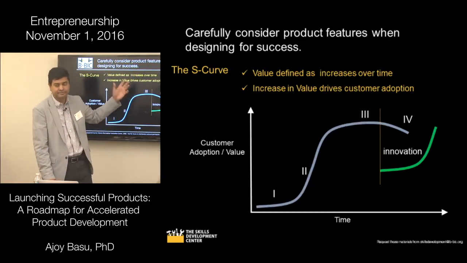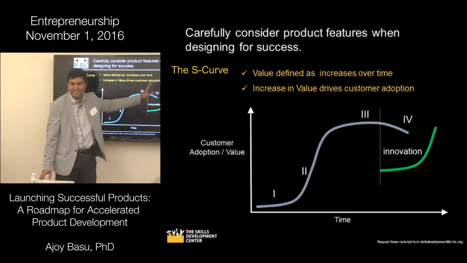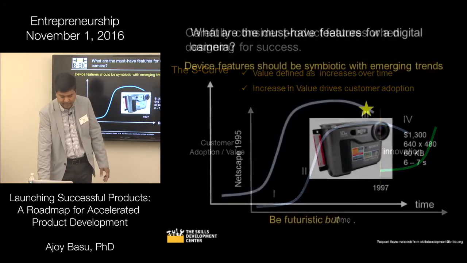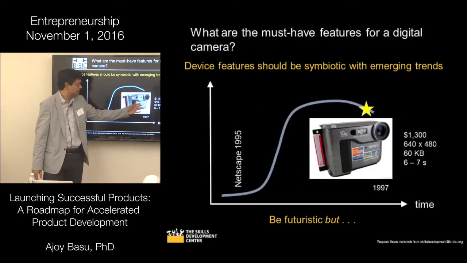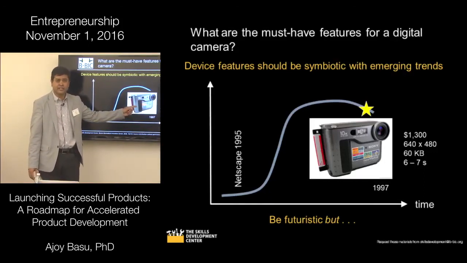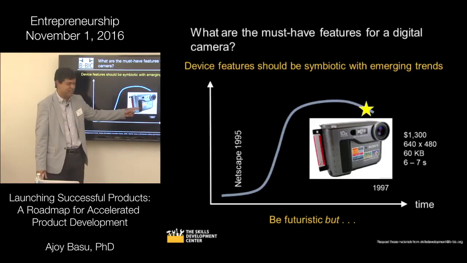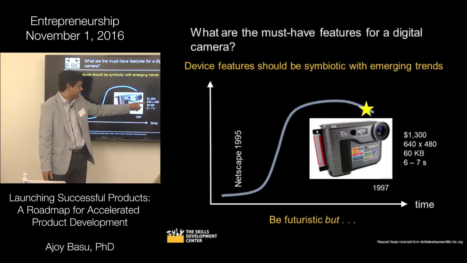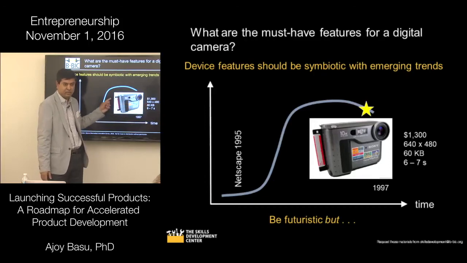Okay, so that is, for our devices, really not in there, but that's one thought, right? So if you look at the S-curve, right, there was a camera, and actually I did use it. It was called one of the early digital cameras. It was the Sony Mavica. Okay, when it first came out, it was $1,300. It only did a 60 KB image because it was storing this memory of 1.4 megabytes. It took 6 to 7 seconds.